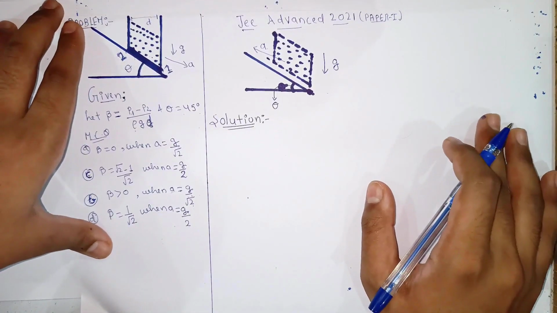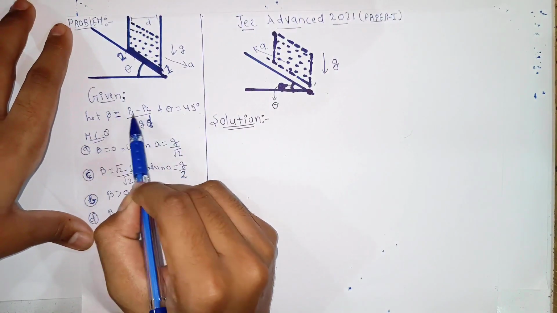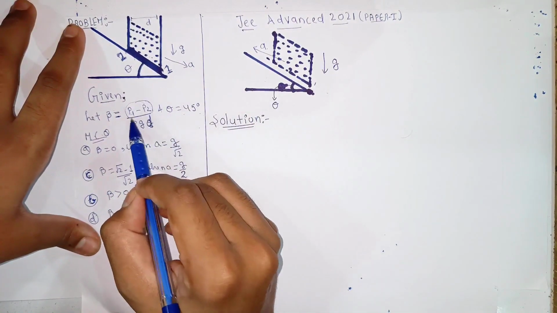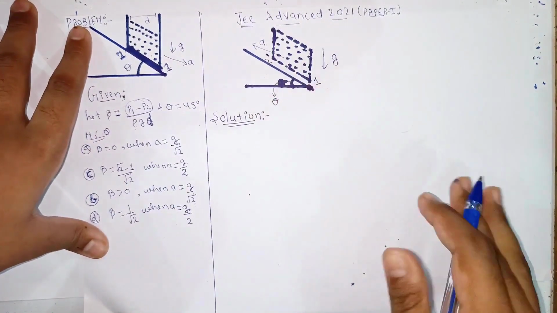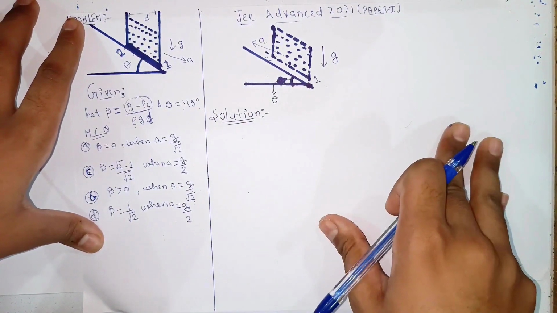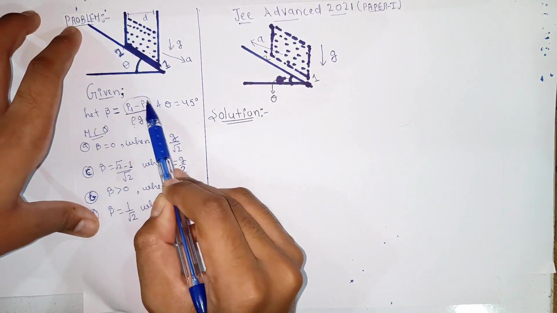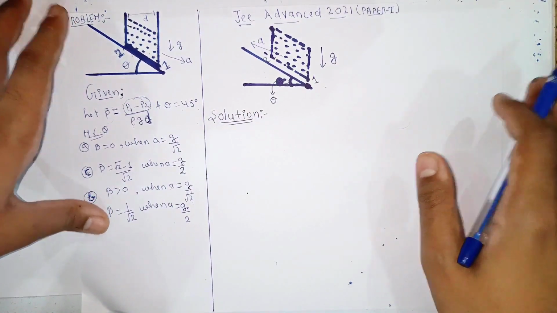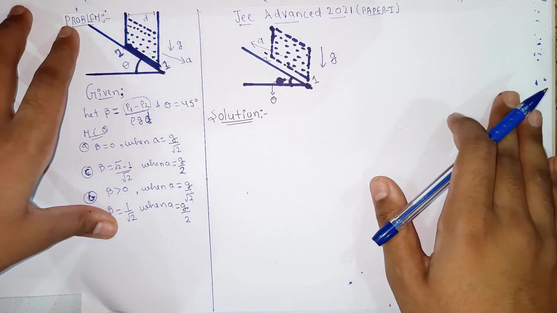Now I have explained 3 ways by which you can find this beta. We are required to find P1 minus P2, meaning we first have to find this pressure difference. This is point 1 and this is point 2. So first of all, to find beta we need the pressure difference here. This pressure difference we will be finding by the 3 ways that I have told you. You can select any of the ways that I have told you.